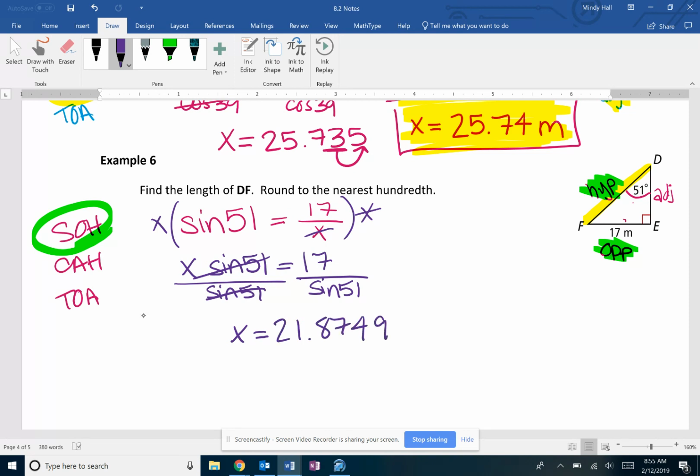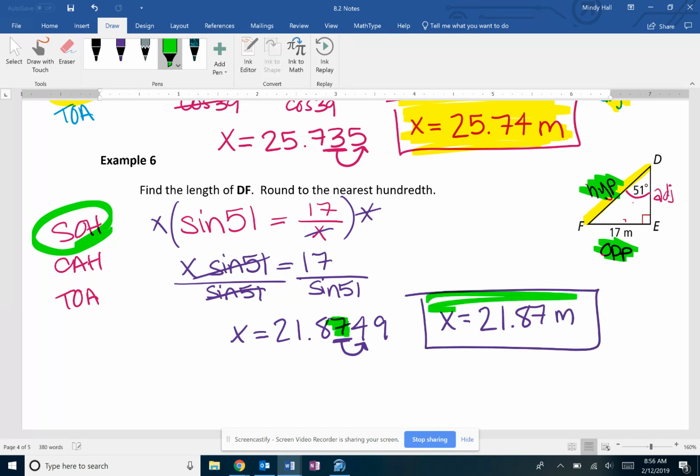That is 21.874, and the only reason I went out to 4 is to show you if you ever have a case where the number next to the one you need isn't a 5, but if you went to the next space it would be. Remember, we're still rounding to the hundredths place. So because we're rounding to the hundredths place, I don't really care what's after that besides the number right next to it. So this would be 21.87 meters. Just like that.